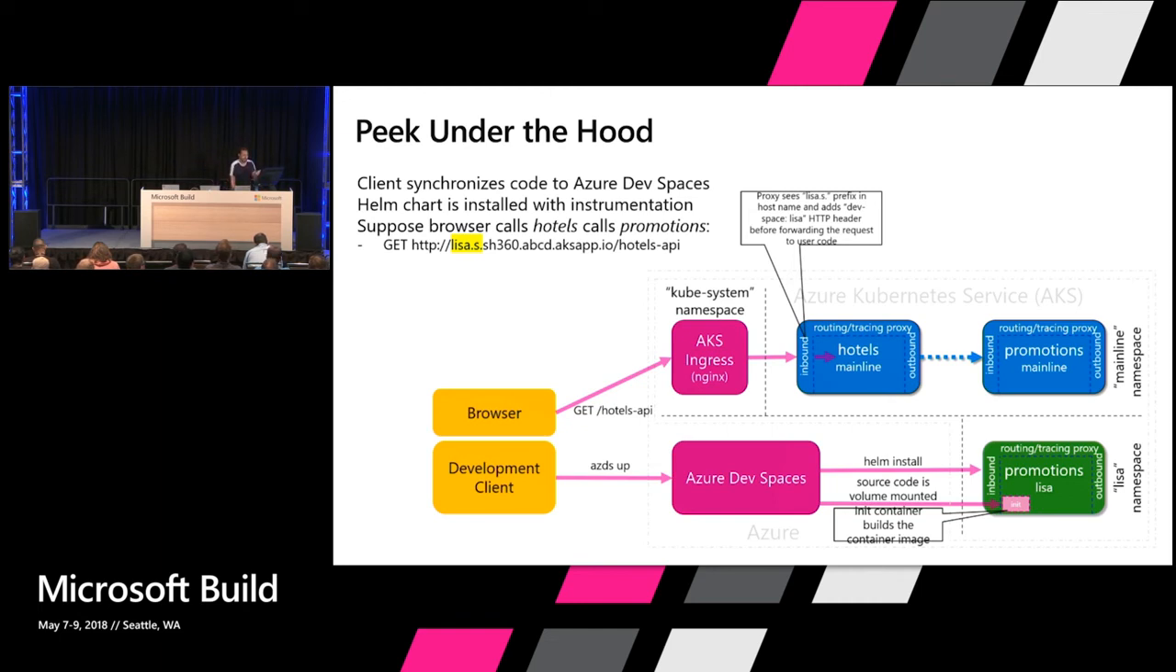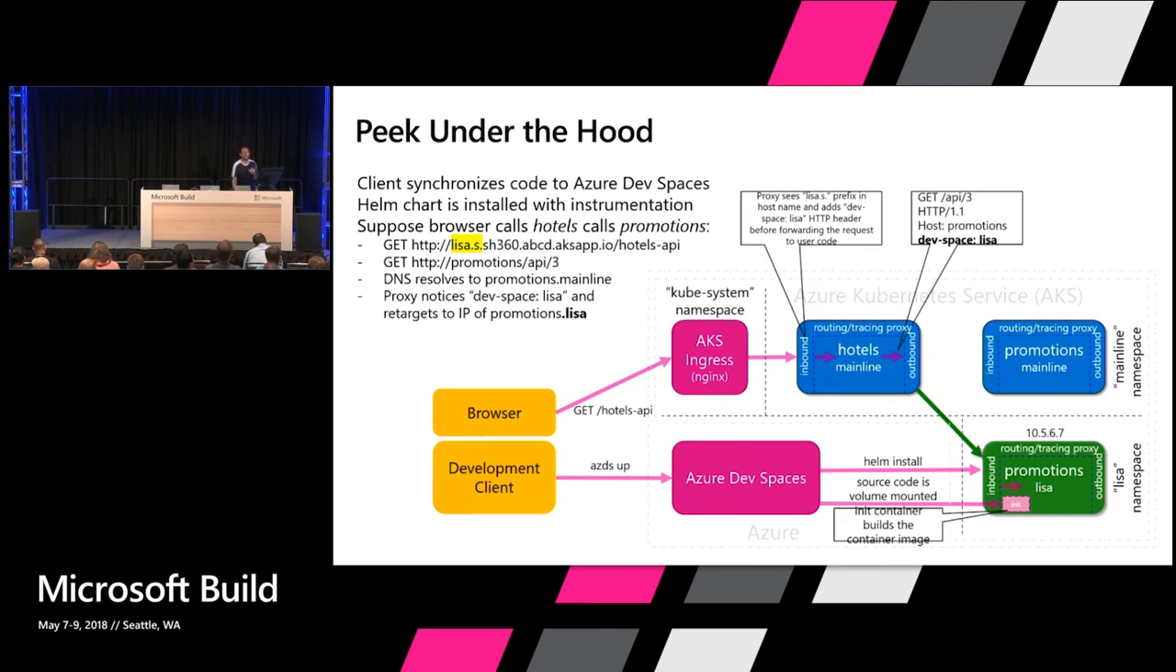So a proxy that's sitting alongside hotels here sees that. The call to hotels is resolved in the mainline. But then when hotels actually makes a call to promotions, it first uses Kubernetes DNS lookup and sees that there is a promotions in the mainline namespace. But the proxy also notices that there actually is a promotions version running in Lisa's namespace. And so now it's actually just going to route to Lisa's own version in her space. And that's basically how this is all working.